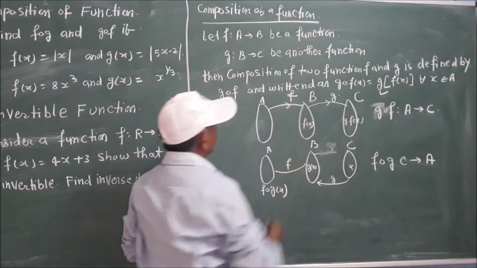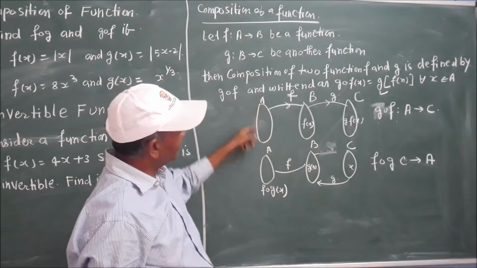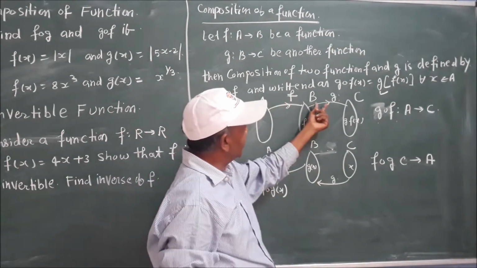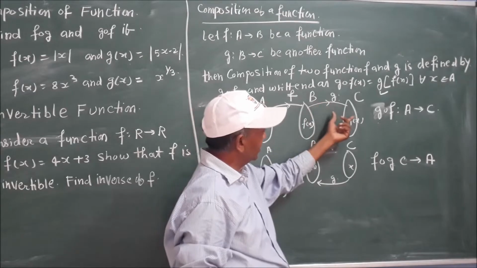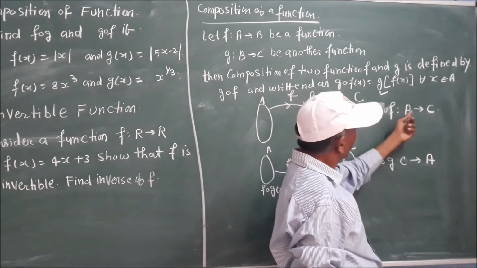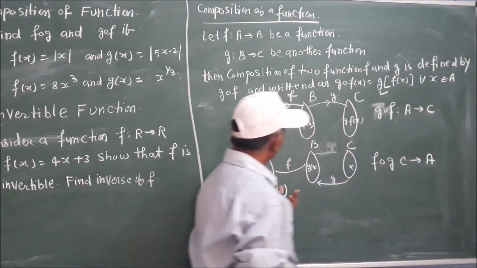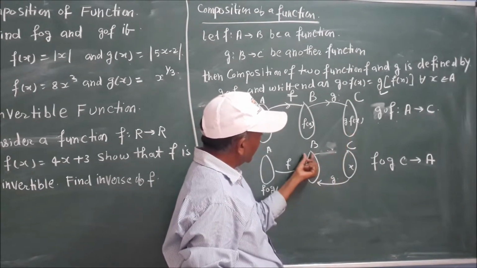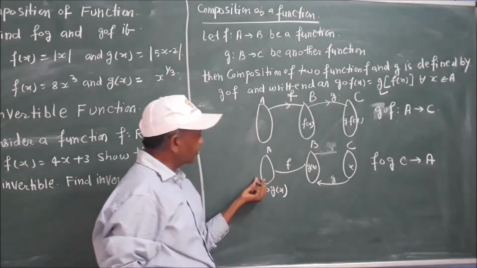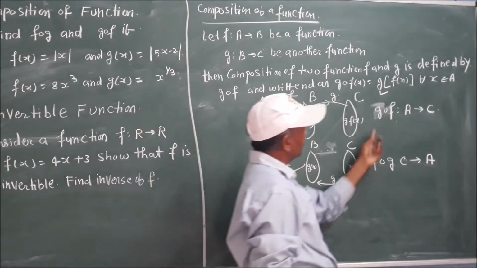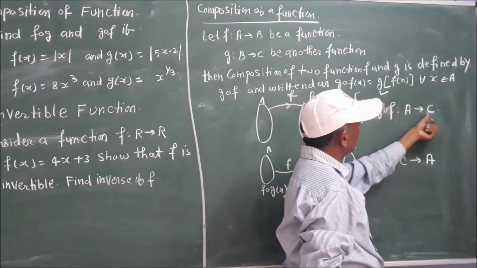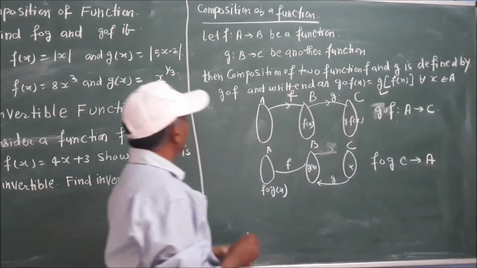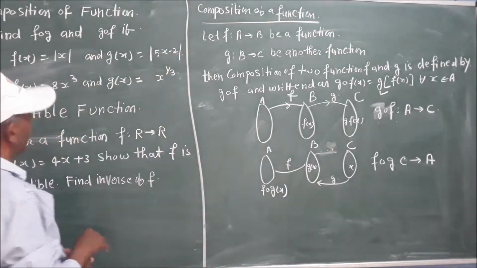Once again, for the composition of two functions: if A, B, C are three sets and f is a function from A to B, g is a function from B to C, then g o f is a function from A to C. Similarly, if we take this element as x, then this element will be g(x) and this element will be f of g(x). Just the reverse way: g o f is A to C and f o g is C to A.